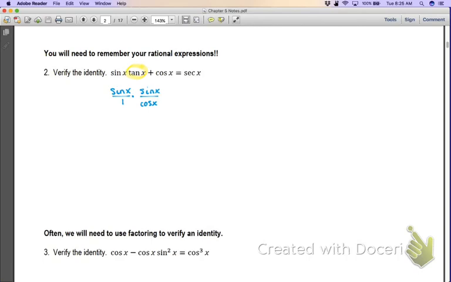What is going to happen up top? If we just focus on the first part, what's going to happen with sine of x times sine of x? How many sine of x's do I have? 2. So I'm going to have sine squared of x over cosine of x.